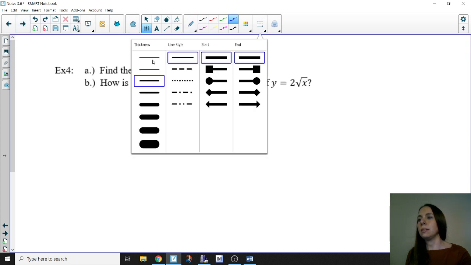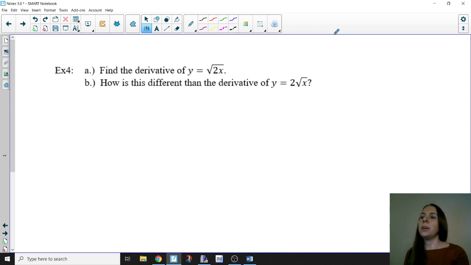Next. Example 4a. Find the derivative of y equals the square root of 2x. Part B, how is this different than the derivative of y equals 2 times the square root of x? Okay, well, I'm actually going to answer part B first. How is differentiating this, which is new to this section, than this, which you should have been able to do before this section? Well, chain rule.